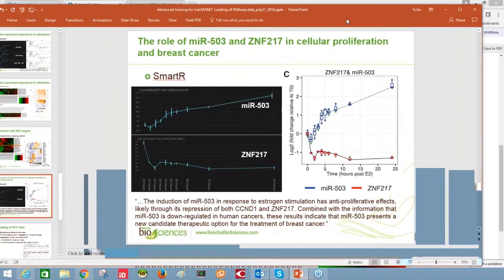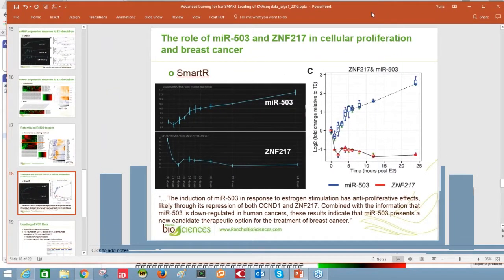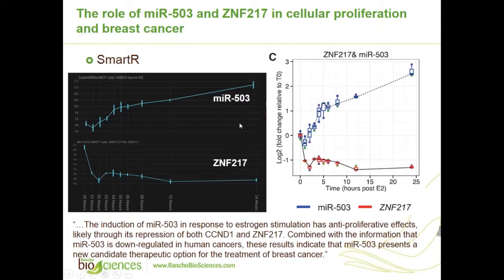So the final conclusion of this case study is about the role of MIR503 and ZNF217 in cellular proliferation. So the induction of MIR503 in response to estrogen stimulation has anti-proliferative effects, likely through repression of two genes, CCND1 and ZNF217, and combined with the information that MIR503 is downregulated in human cancers, these results indicate that MIR503 presents a new candidate therapeutic option for the treatment of breast cancer.